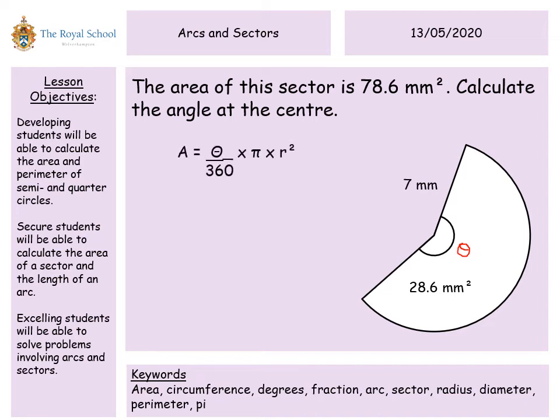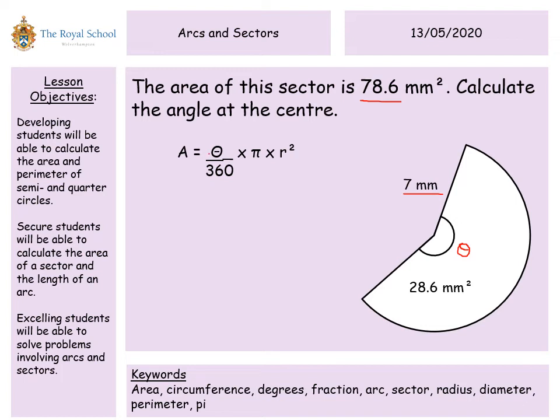Our area in this case is given to us as 78.6 millimeters squared. Our radius is given to us as 7. Pi we know is 3.14, but it's best to leave the pi symbol in there because we know that's much more accurate than any decimal number, because the decimal number has to be rounded. And theta is what we're after, so that's going to be unknown until the end of the process.